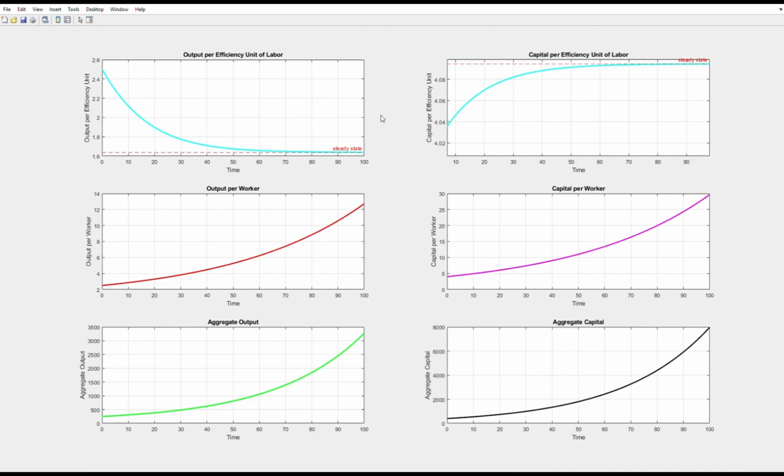Here we can see that the output per efficient unit of labor and the capital per efficient unit of labor gradually approach the steady state after about 70 time periods. While the output per worker and capital per worker will keep growing at a rate of g. If you remember, we have seen it in the slides. And the aggregate output and aggregate capital will keep growing at a rate of g plus n.